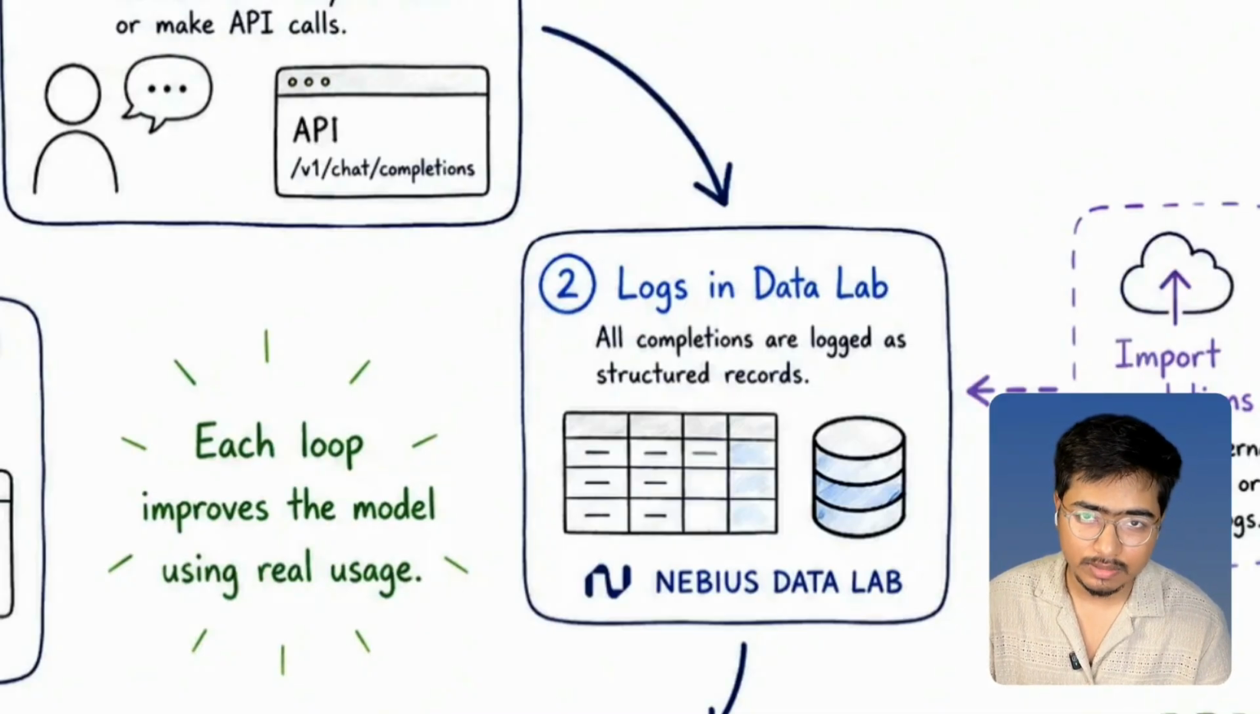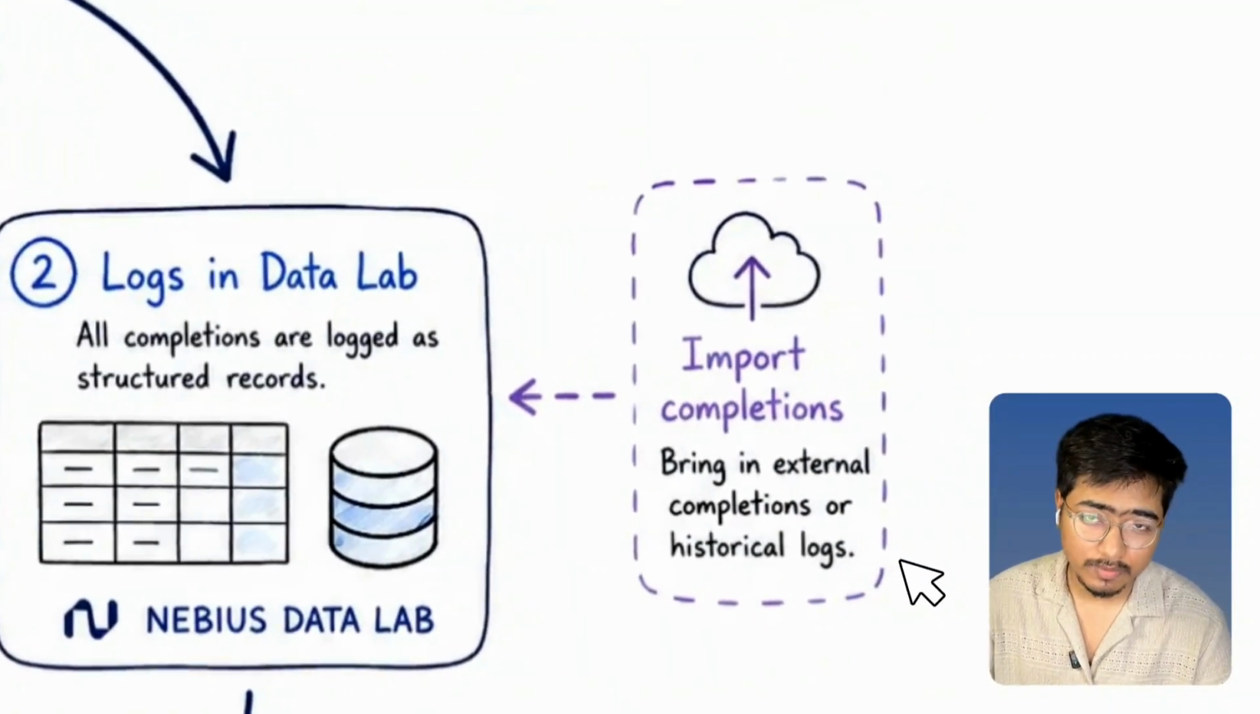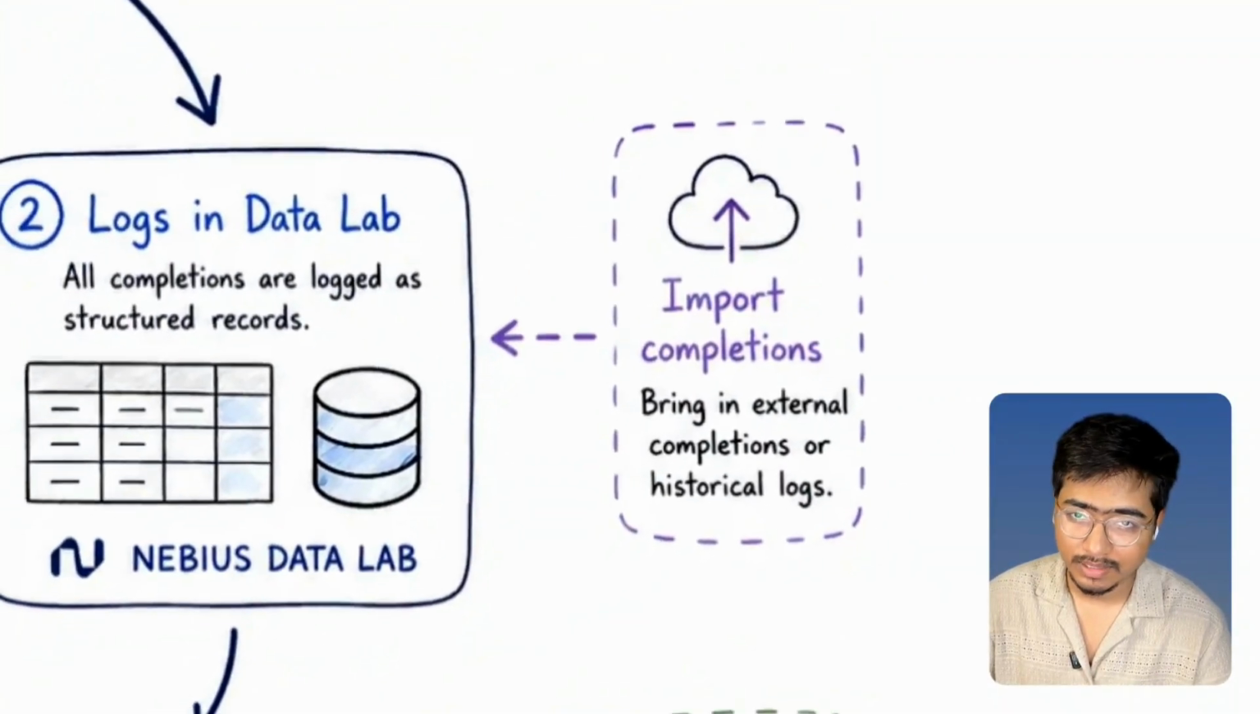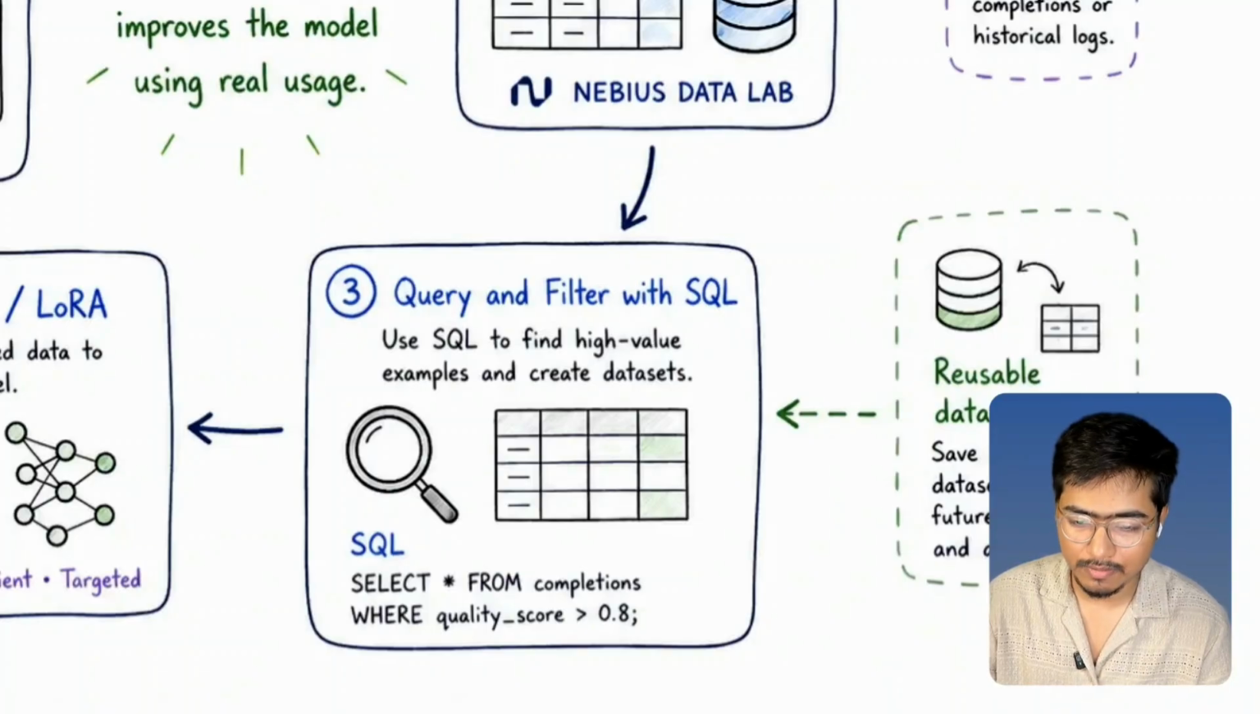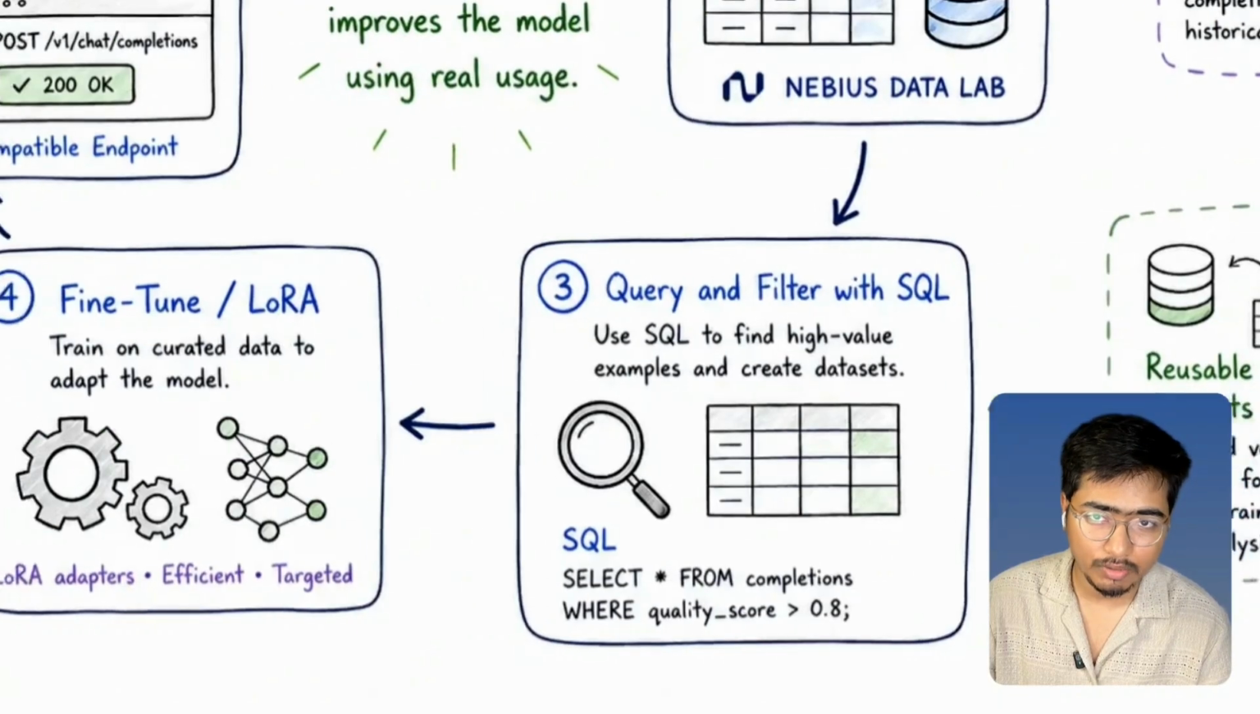You can import the chat completions from the actual behavior that users are showing with your GenAI apps. Or there is another option to import external data that you have, clean data or something that you want to retrain your model on. From there, you can query and filter with SQL inside Nebius Data Lab. You can clean the data. You check all the things that you want to improve.